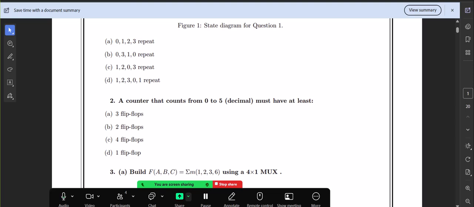Right. So we need 0, 1, 2, 3, 4, 5, which is 6 different states, and however many flip flops you have to get that from a power of 2. So with one flip flop, you can have 2 states. With 2 flip flops, you can have 2 squared, or 4. With 3 flip flops, you can have 2 to the third, or 8. Well, 4 is not enough. 8's too many. You don't have to use them all, but you could do that.